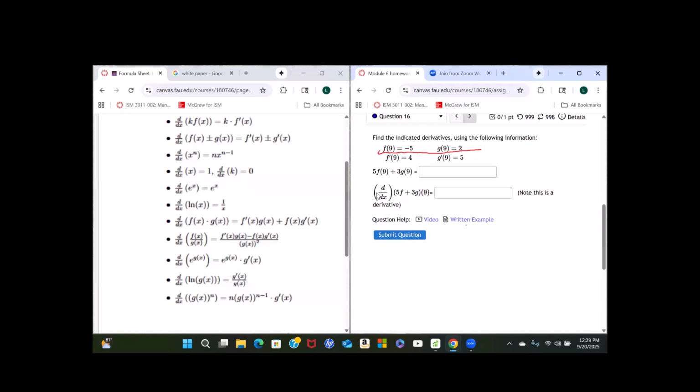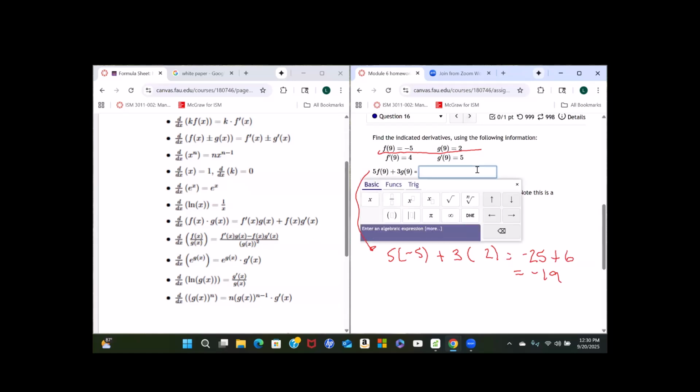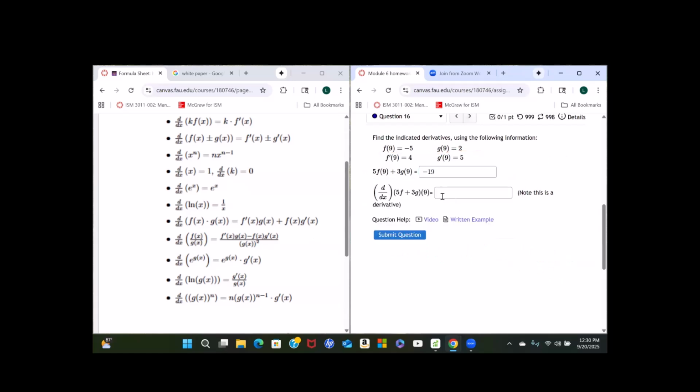In this, the first one would be 5 parentheses -5, plus 3 parentheses 2. Then it's 10, I'm sorry, negative 25. That would be the answer for the first one, which would be -19. Exactly. Then this is asking for the derivative now of 5F.